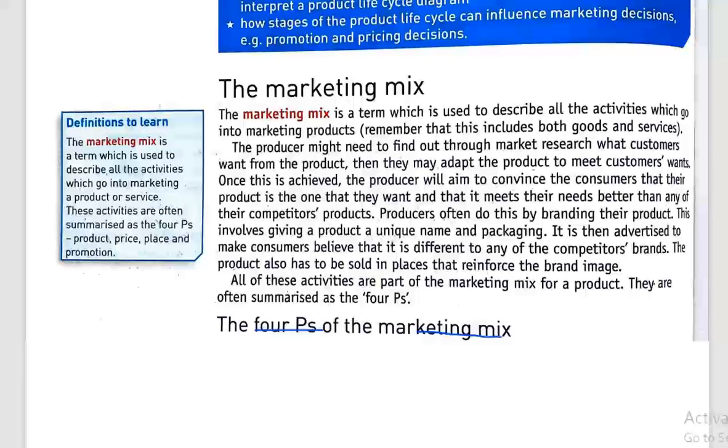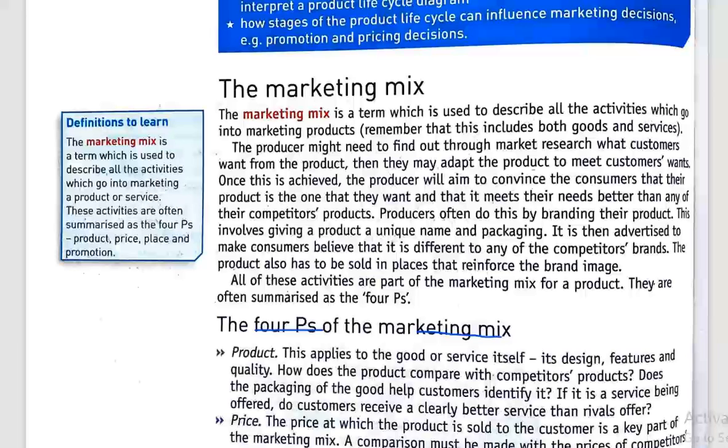The marketing mix is the term used to describe all the activities that go into the marketing of a product or service. These activities are often summarized as the 4 P's: product, place, price, and promotion. So if I say that I'm doing a marketing mix, it means I'm including these 4 factors in marketing a product or a service.